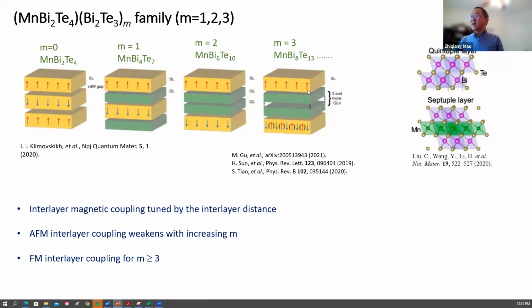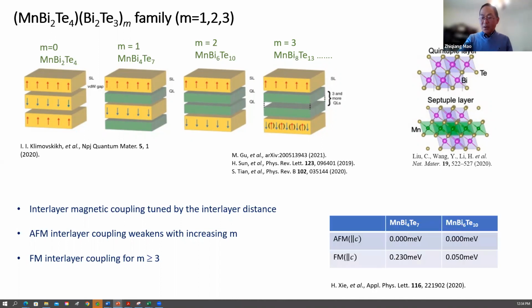Indeed, for the member with M=3, the ferromagnetic phase has already been experimentally observed. Theoretical calculations showed that for the two members M=1 and 2, the ground state still has a lower energy compared to ferromagnetic. It's supposed to be antiferromagnetic, but the energy difference between AFM and FM is not very large. So maybe it's tunable. This is what I'm going to show you now.